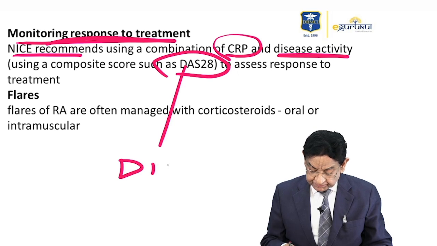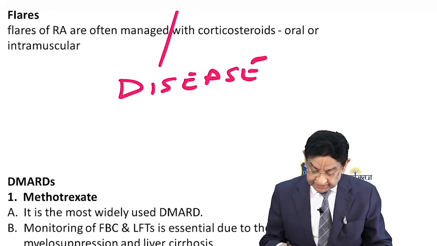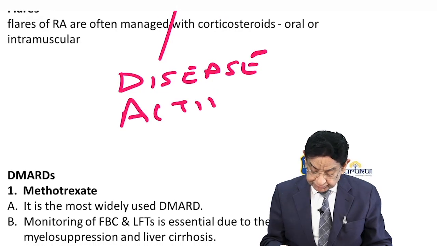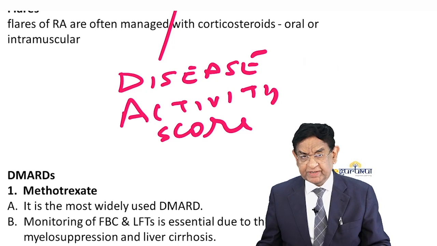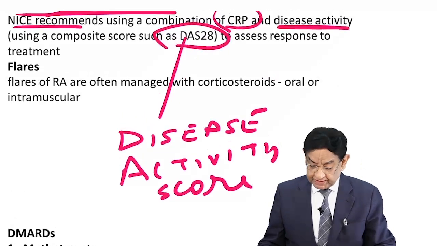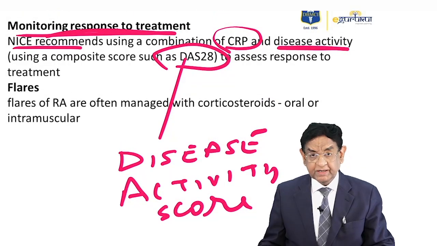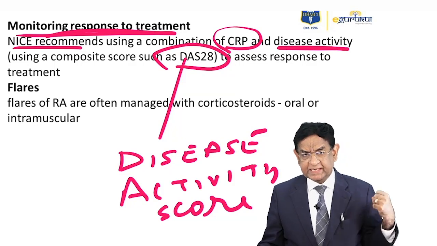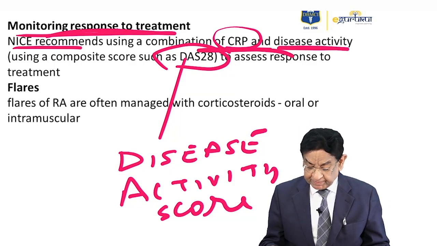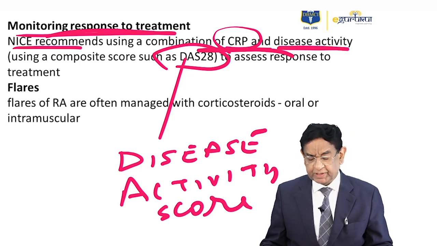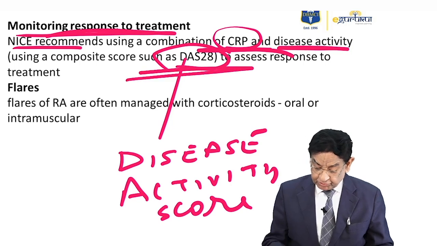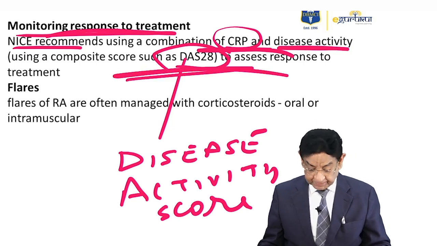So what is DAS? Disease activity score. And there are 28 joints that they monitor. That's why they call it DAS28. But by and large, in the exam, they talk mainly about CRP as a very important parameter. But they do talk about DAS28 also. And I'm sure most of you are hearing this for the first time.